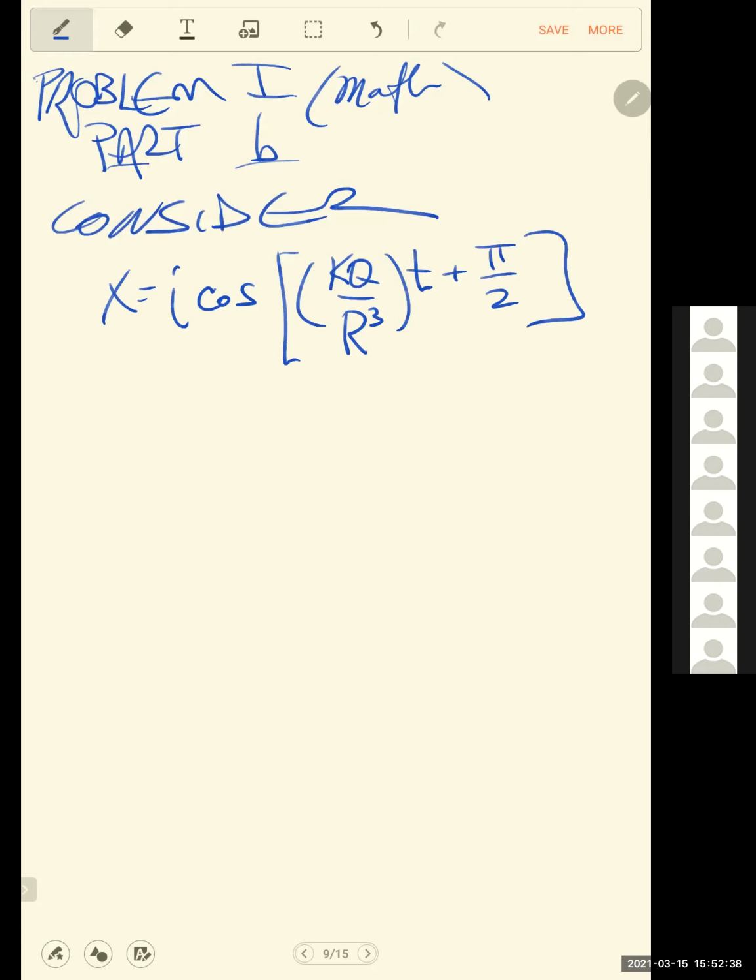Okay, just consider this. Now, this is a cosine function. Obviously, we've got cosine functions in our class, but it's not exactly any function we've seen before, right? I mean, it's got an i, but the i is in a funny place. We still have these crazy k and q that we don't know anything about.